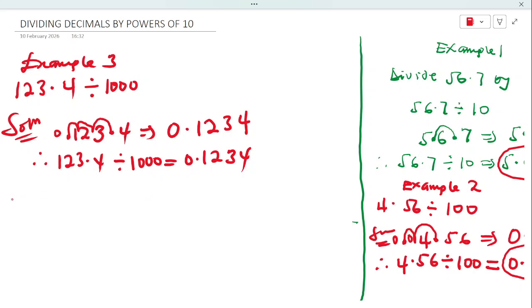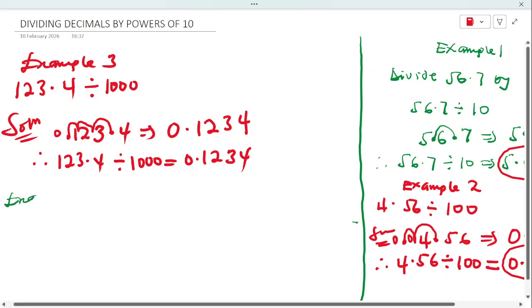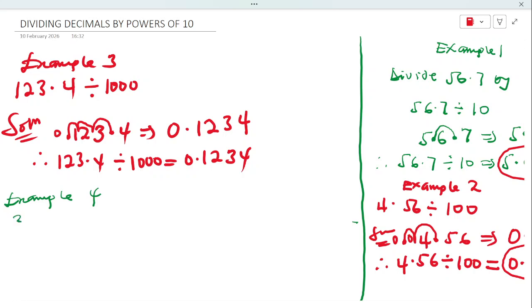All right, so let's look at our final example, and we bring this lesson to a close. So example number 4, we are to divide 345 by 1,000. So we have our solution. So you write your 345. Remember here, the decimal point is in front, just that we don't write it. This can also be written as 0.0, but just that it is not written there. So you have to take it like that.